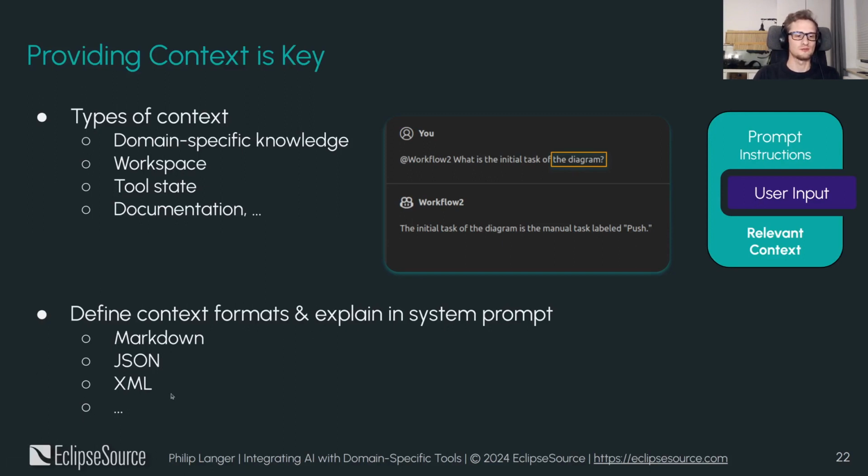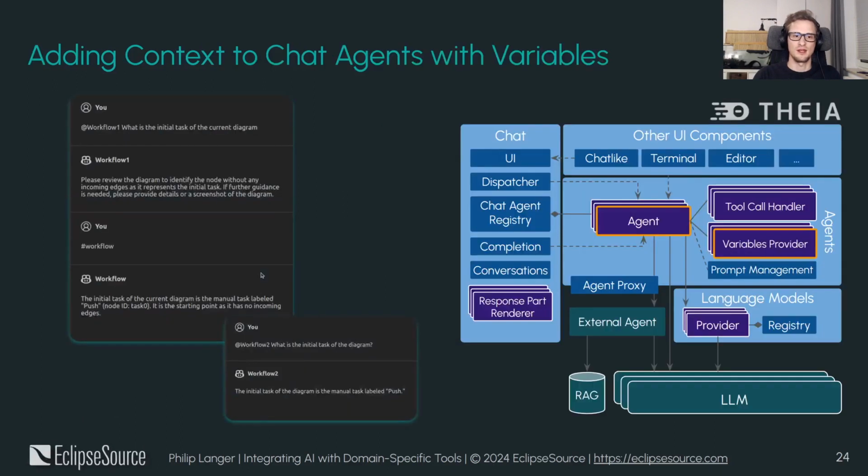And typically what that means is that you define a context format, how you represent this context, and you then explain in the system prompt how this format works. You can maybe use Markdown, JSON, XML, whatever works, and then augment your prompts with the context that is needed. And that's also very easy to do in Theia AI. There is this concept of variable providers, and with variable providers you can specify variables that resolve to a certain contextual value that you can then attach.